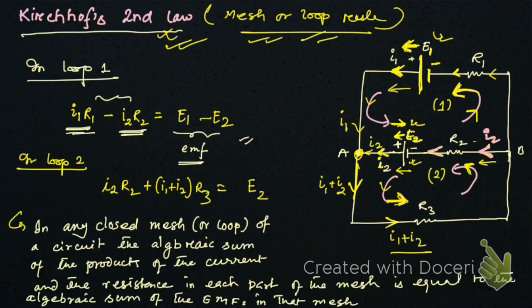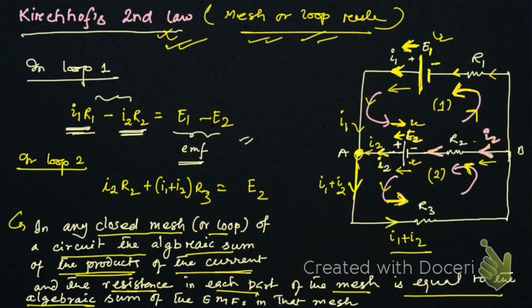So this is the statement: in any closed mesh or loop of a circuit, the algebraic sum of the products of the current and the resistance in each part of the mesh is equal to the algebraic sum of the EMFs in that mesh, right? So here in mesh 1 there are two cells with EMFs E1 and E2 respectively, and their algebraic sum is E1 minus E2. Because here E2 is negative, because E2 is in the opposite direction to the path that we have chosen. So here you can see clearly.